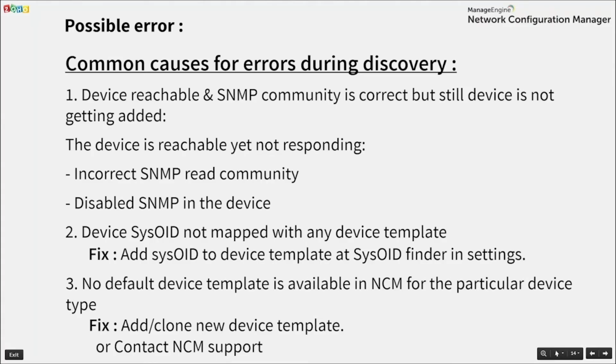So there might be errors while you're trying to discover devices into your network. The common cause is that the device might be reachable, but the SNMP community is not correct. This could be one of the reasons, or if the SNMP itself is disabled in the device. You can fix this by checking if the SNMP read community is right while you've specified the device credentials, or you can check if the SNMP is disabled in the device. And if it is disabled, you will have to manually log into the device using telnet or PuTTY and enable SNMP in the device.